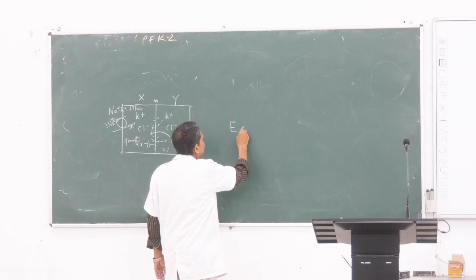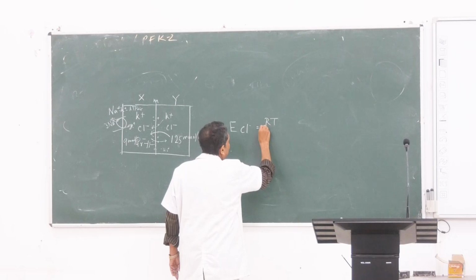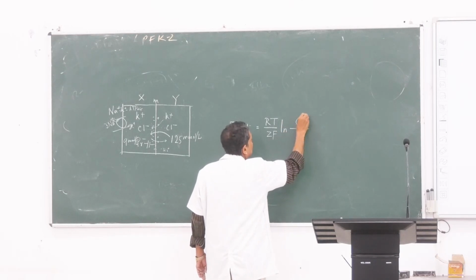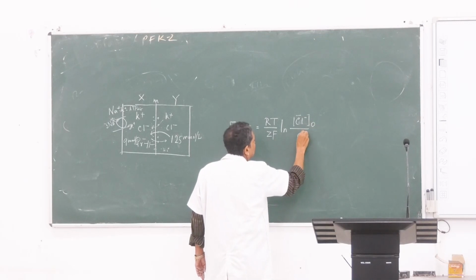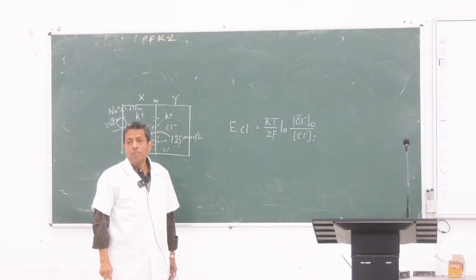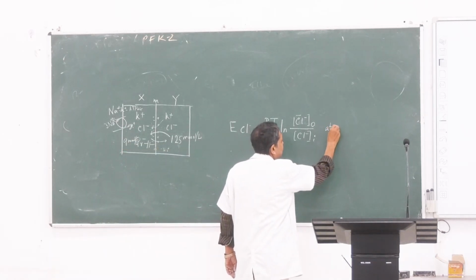And you will find in the text this type of formula. Suppose ECl is equal to this type of formula. It is the Nernst potential of the chloride ion at a particular temperature, suppose at 37 degrees centigrade.